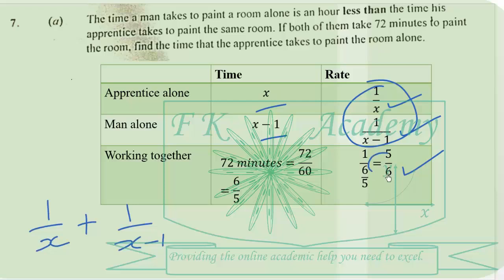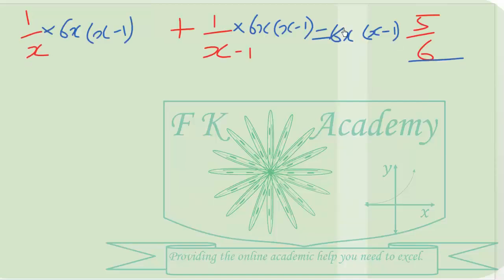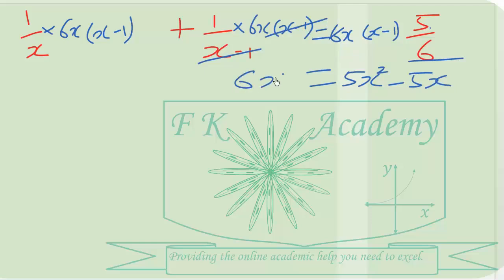So this is what we are going to solve. We multiply through by the LCM, which is 6x into bracket x minus 1. So now we can cancel. We have 5x outside. When we expand, we get 5x squared minus 5x. Then again, we can cancel this. We are left with 6x. Then we are left with 6 into x, which is 6x minus 6.